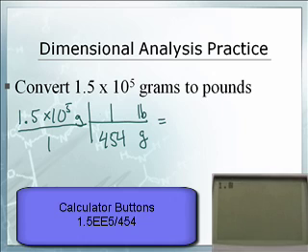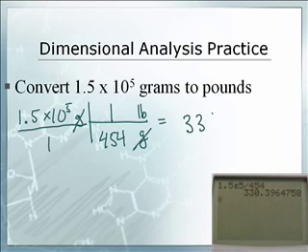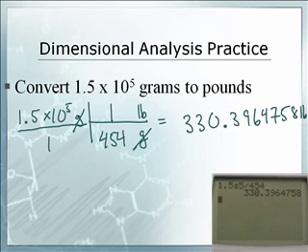Now the 454 is on the bottom, so the grams all cancel. Let's put this in the calculator. 1.5 EE 5 divided by 454 gives us 330.3964758, and that would be pounds.